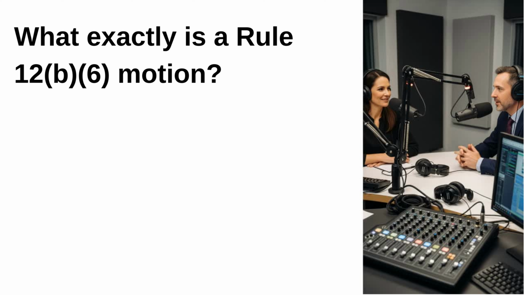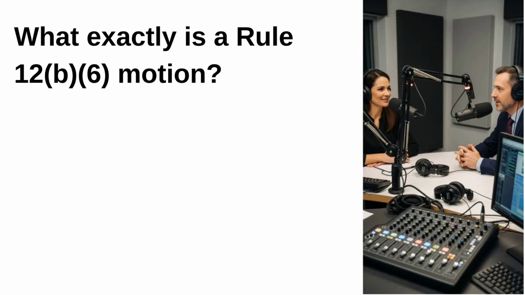Always a pleasure, Sarah. Let's start with the basics. What exactly is a Rule 12b-6 motion? Sure. Rule 12b-6 allows a defendant to ask the court to dismiss a lawsuit because the complaint doesn't state a claim upon which relief can be granted. In plain English, it means even if everything the plaintiff alleges is true, the law still doesn't provide a remedy.